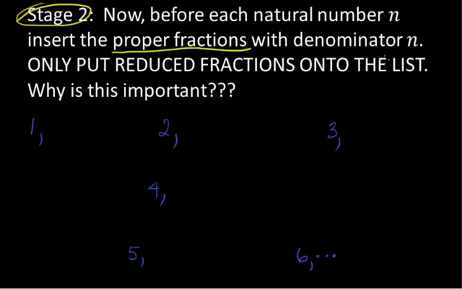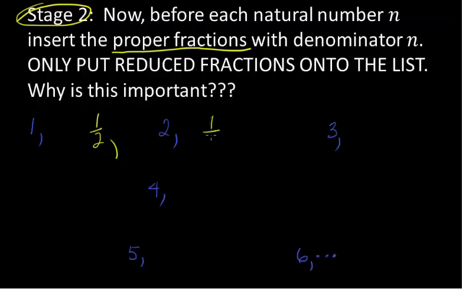Insert the proper fractions with the denominator n right before the natural number n. Only put reduced fractions onto the list. We don't want to put 2/4 and 1/2 by accident on the list, or our correspondence would not be 1-to-1. So let's just agree that we only put reduced fractions on the list, and then we can be sure that we won't duplicate one. So let's see, right before 2 I want to put in 1/2.